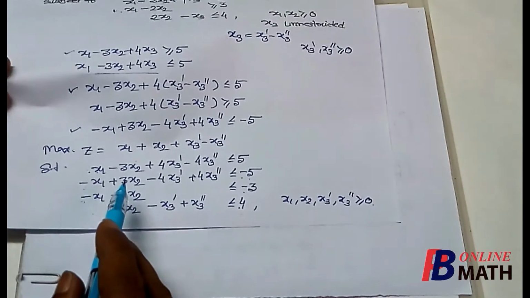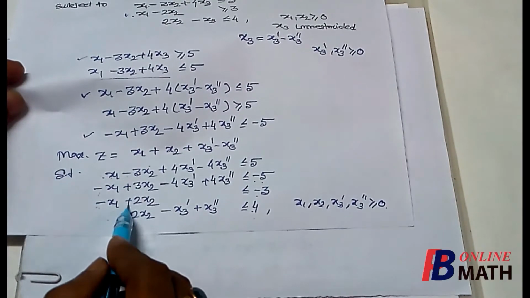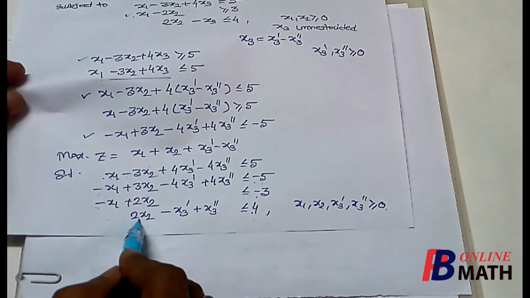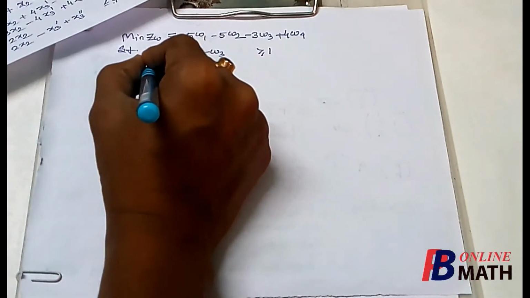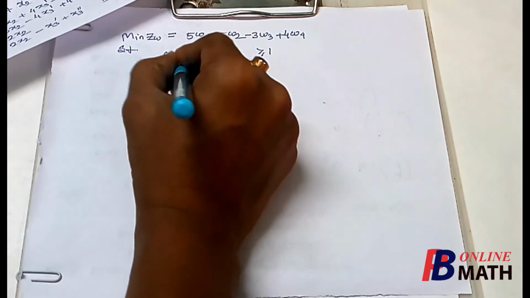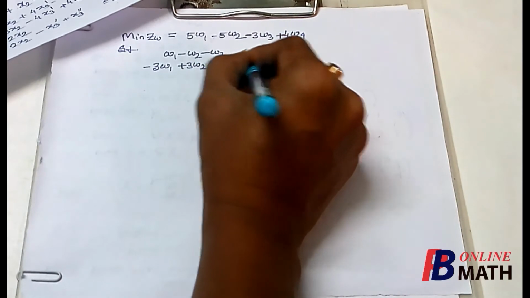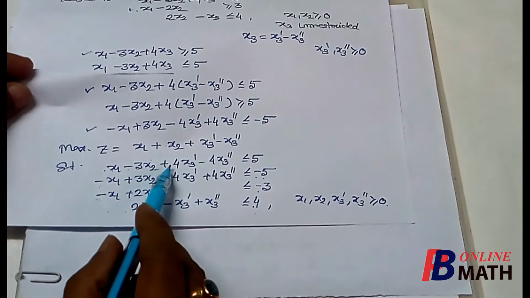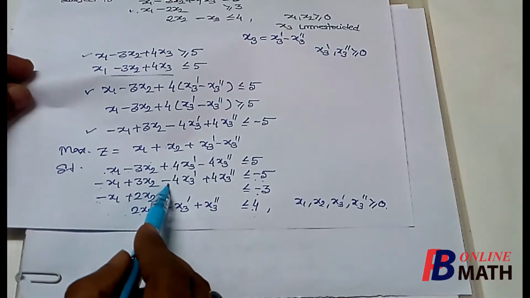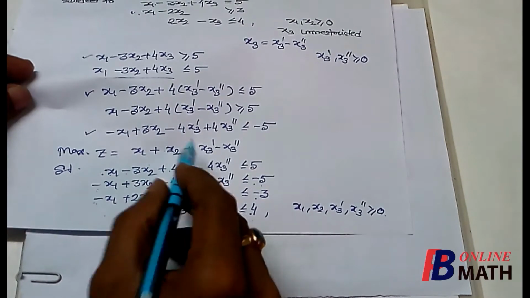Now we write the second constraint. It will be minus 3 into omega 1 plus 3 into omega 2 plus 2 into omega 3 plus 2 into omega 4, greater than or equal to 1. Next we write the third constraint, which will be 4 into omega 1 minus 4 into omega 2 minus 1 into omega 4, greater than or equal to 1.